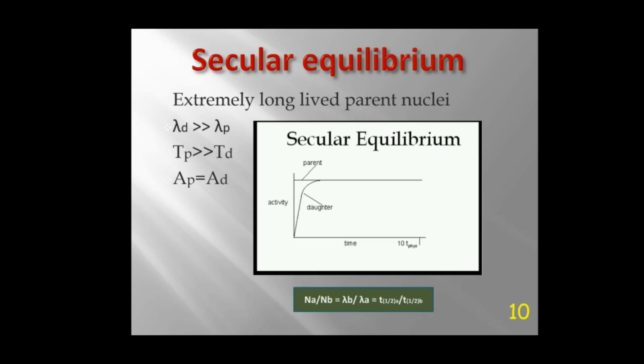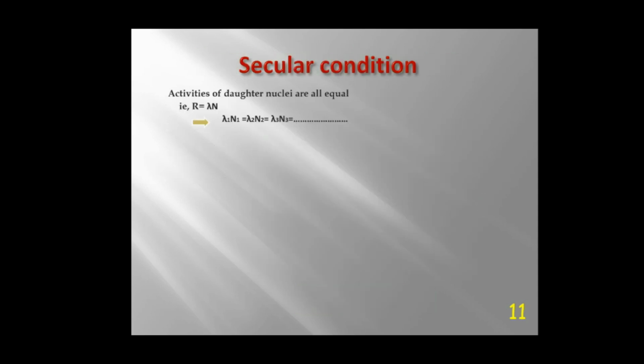The equation which is formed is Na by Nb equal to lambda b by lambda a, which is equal to T half of a divided by T half of b. In the next session, we will be discussing how to get that equation. So, the activity of daughter. Now, what do you mean by activity? Activity is basically represented by the equation lambda n, that is, the number of disintegrations per second of the radioactive sample. It is denoted by the letter R, and a series of radioactive nuclei undergoing the disintegration process can be written in the form lambda 1 n1 is equal to lambda 2 n2, which is equal to lambda 3 n3.